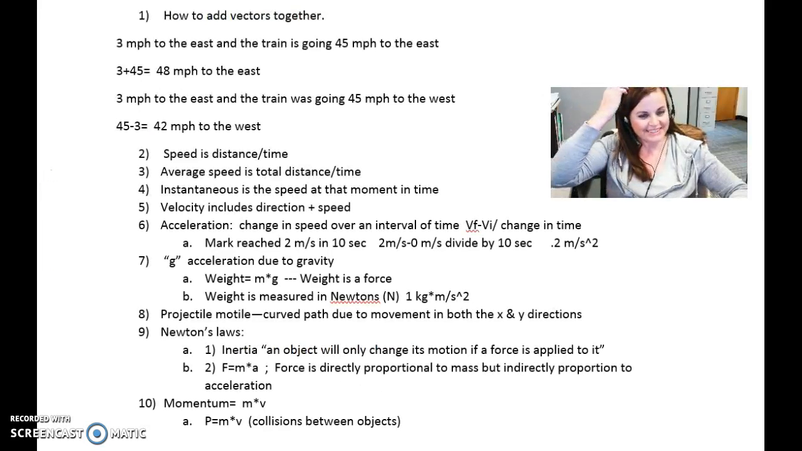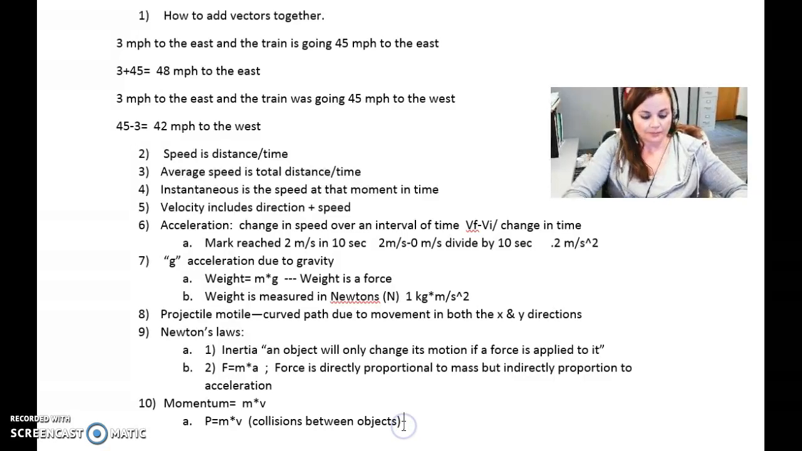Okay, so we talked a little bit about momentum, that momentum is mass times velocity, but it really has to do with collisions between objects. I mean, an object has momentum, but what we really are interested in is exchanges or changes in momentum, but then the whole system remaining constant.